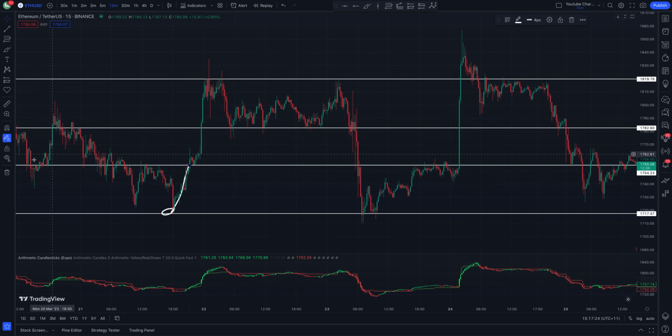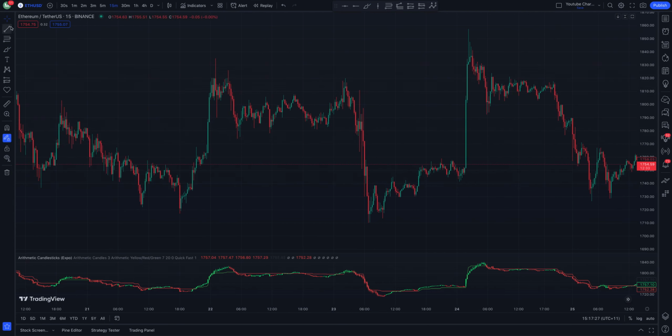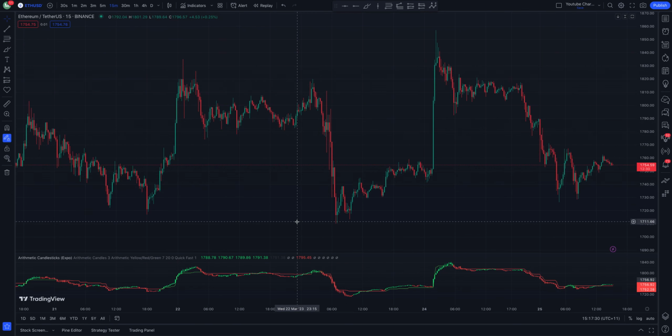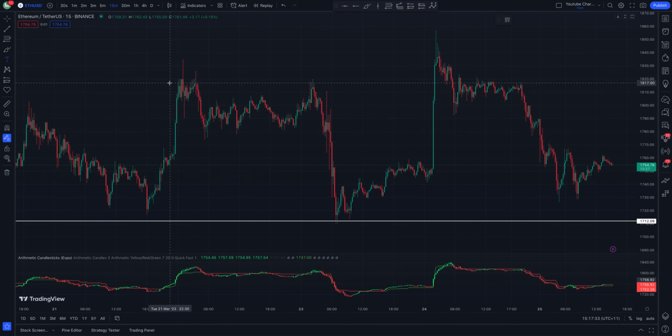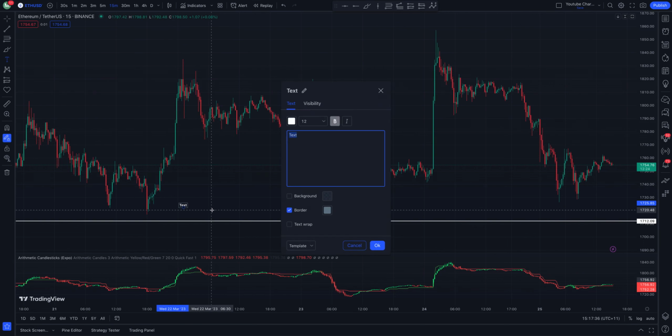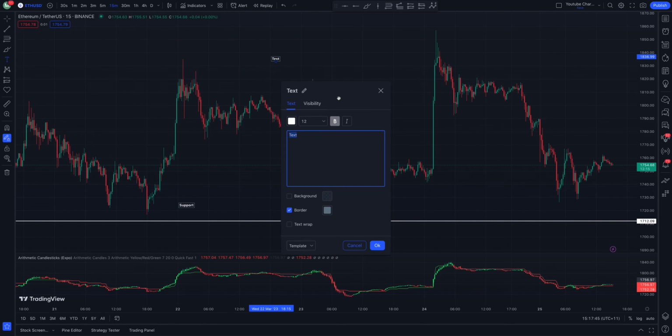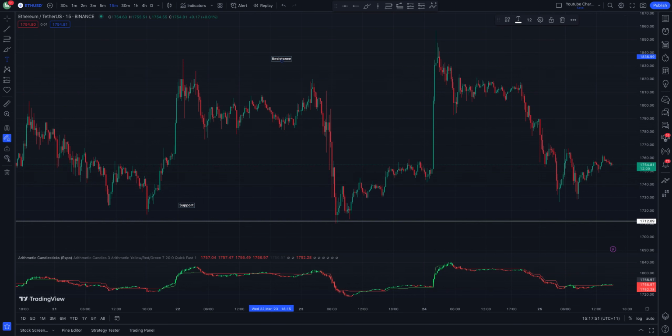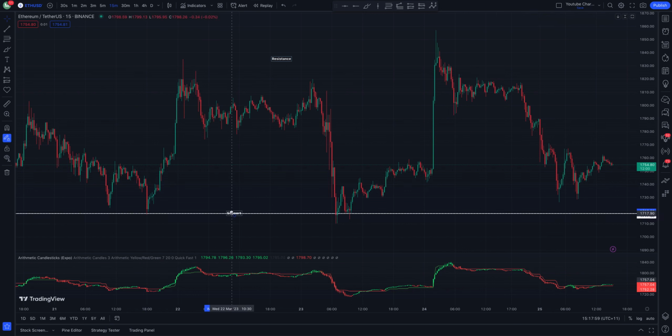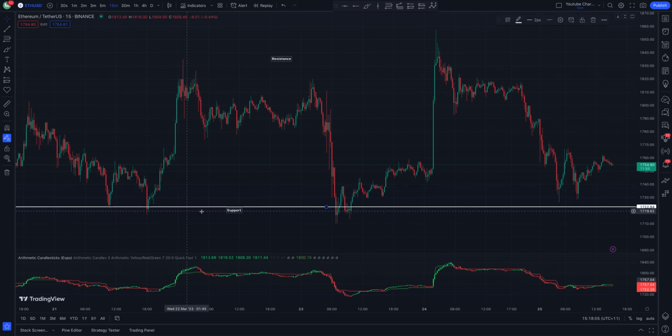So you know what I'm going to do, scratch this, I'm going to restart. So we're going to have our support right here, and I'm going to create a resistance line as well. This is a support line. Now this support, let's bring this up. This is our support zone. We're going to come up.